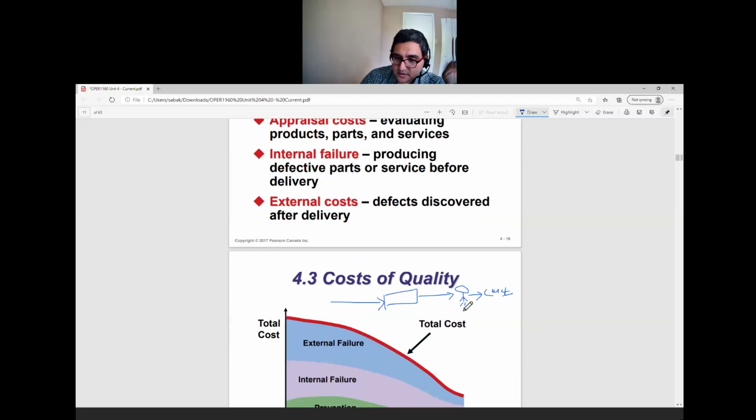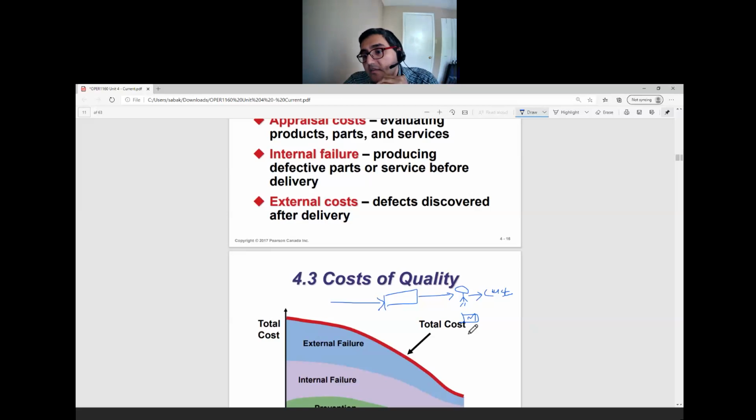The second is the appraisal cost. What it means is it's not just a person, but we need to have machineries involved as well. So these are the machineries which are used. It can be a telescope, it can be certain screw gauges which are used to measure.